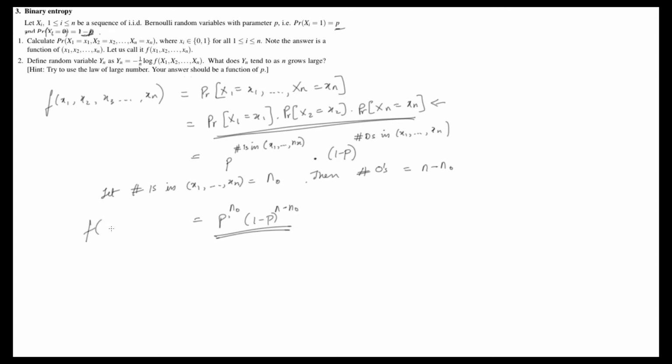So function x1 to xn. Okay, so even though I've defined a function based on x1 to xn, the answer does not have any x1 and xn in them. It's only because I'm defining n_1 and n_0 in terms of x1 to xn, or the number of ones in x1 to xn. So that's it for part 1, and let's just work on part 2.